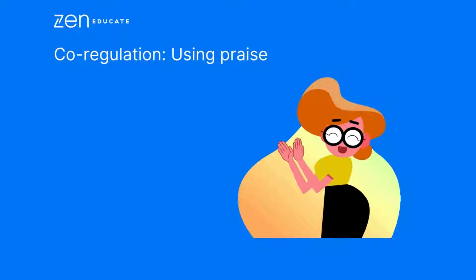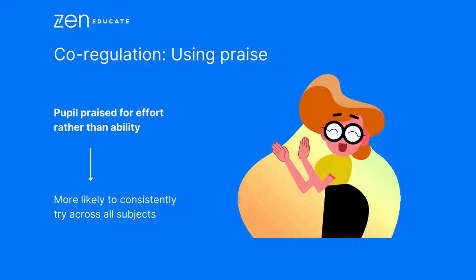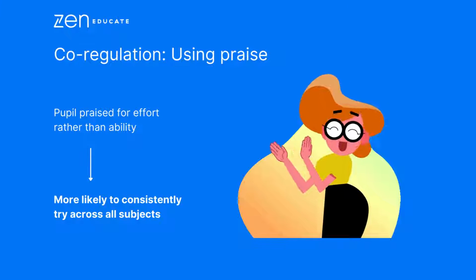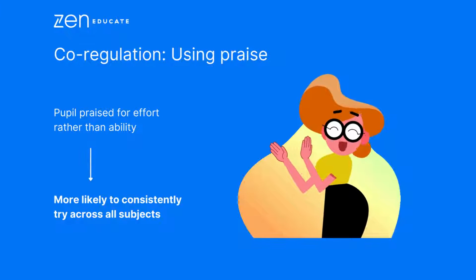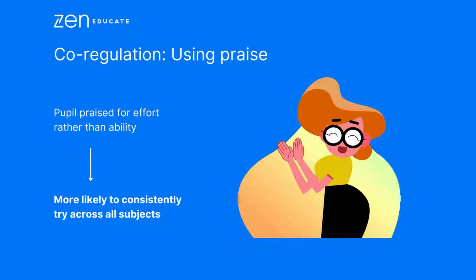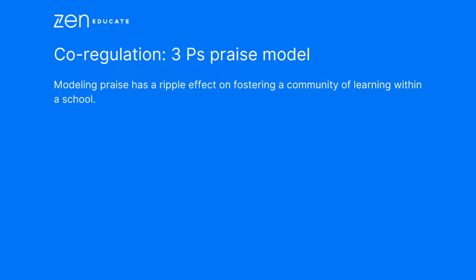Praise. Co-regulation requires praise. If children are praised for effort rather than ability, they're more likely to consistently try across all subjects, not just those they are more successful at. Plus, it's said that modelling praise has a ripple effect for fostering a community of learning within a school. Praise can be very effective for pupils' development when done right.